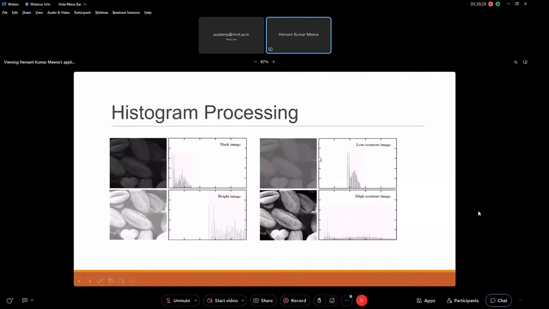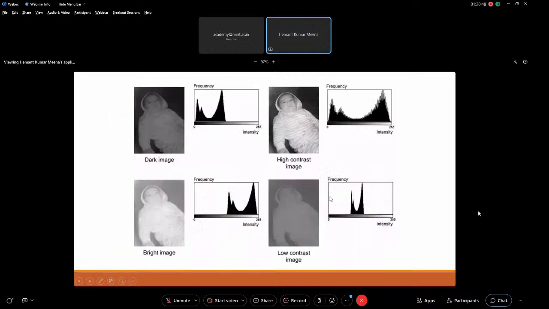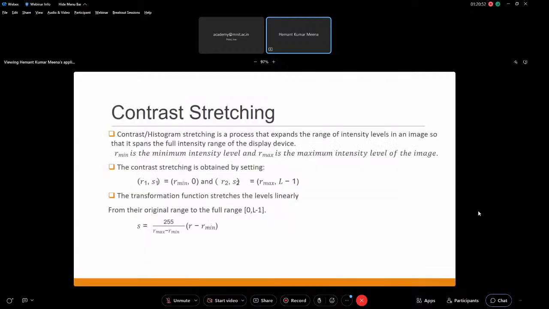Now we come to the application part, how it really matters. This is a dark image, this is a bright image, this is a low contrast image, this is a high contrast image. These are images of the same thing, but how can we make them better? This is another one.